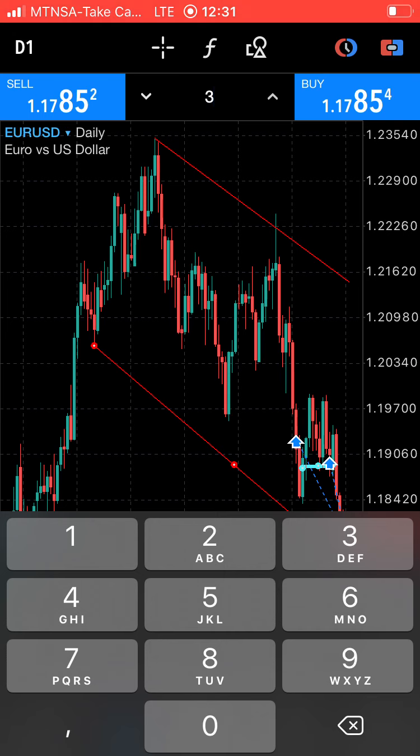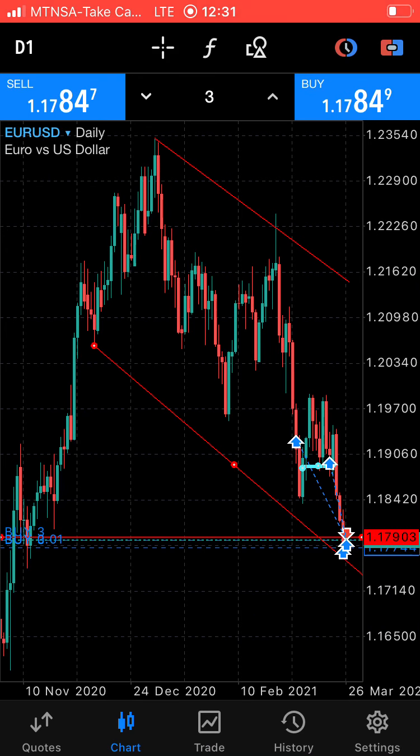So yeah, 3 lots means 300,000 units of base currency. So now I'm about to buy 300,000 units of the base currency, meaning the euro, valued against the US dollar. In this case, I'm going to enter. It says 1.17852, so that's the current value of it. So whatever amount I'll be making will be more. So I'm going to click that buy.